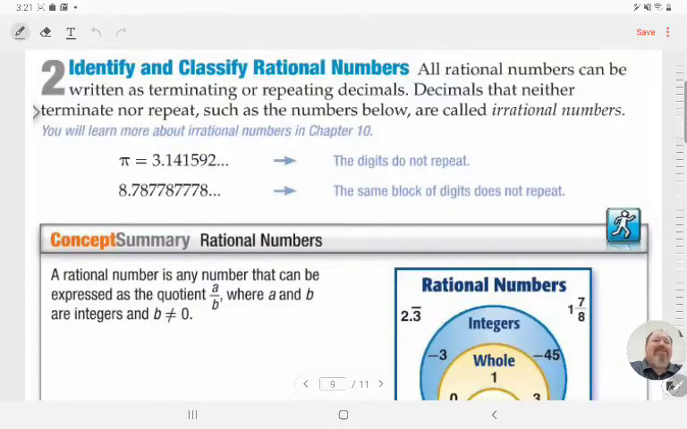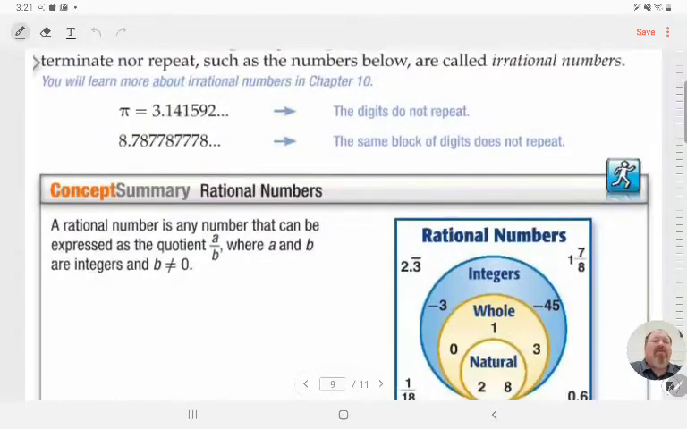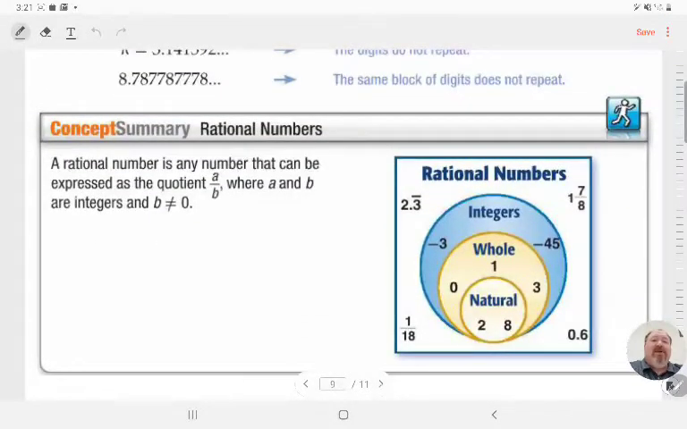So now let's talk about identifying and classifying rational numbers. All rational numbers can be written as terminating or repeating decimals. Decimals that neither terminate nor repeat, such as the numbers below, are called irrational numbers. So things like pi, 3.141592, it goes on forever and doesn't stop. That is an irrational number, okay? So a rational number is any number that can be expressed as the quotient, or the answer to a division problem, a over b, where b does not equal 0, okay? Or a fraction where the denominator is not 0.